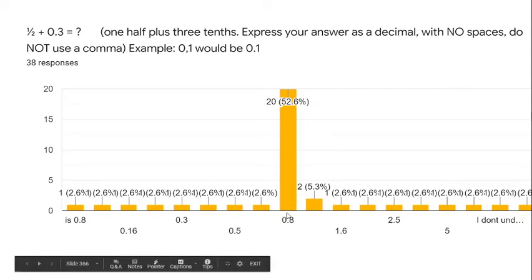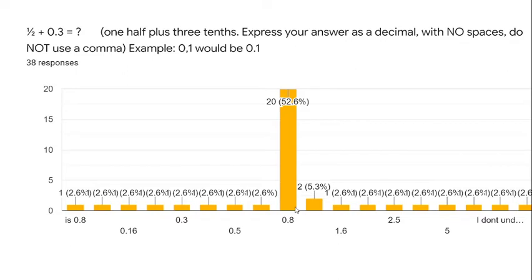Alright, this problem, 1/2 plus 0.3. In other words, 1/2 plus 3/10ths. Well, you need to express your answer as a decimal, so you would change 1/2 to a decimal, which would be 0.5, and 0.5 plus 0.3 is 0.8, which is displayed right there on the screen. 52% of students got that correct. Other ones kind of responded differently. There was a couple of students who just put different decimals in there, 0.5, 0.3, 0.16. Obviously, those are not correct, but the majority of students actually got this correct if you look at all of the data, right?